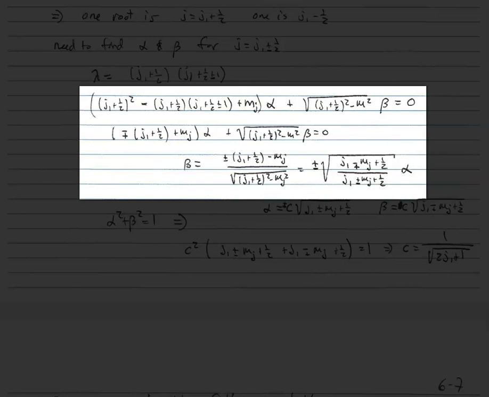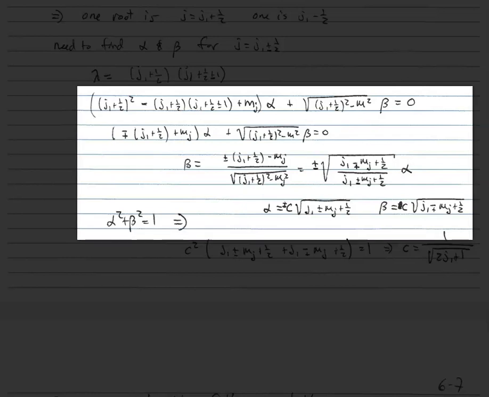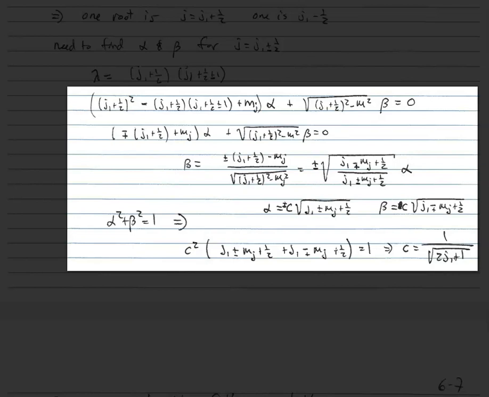Now, to get the normalization factor, I'm actually going to just multiply by that denominator. So I get alpha equals plus or minus some constant times j1 plus or minus mj plus a half, and beta then equals a constant times the square root of j1 minus plus mj plus a half. And then I'm going to add the squares together and set that equal to 1. And you find that the constant is 1 over the square root of 2j1 plus 1.